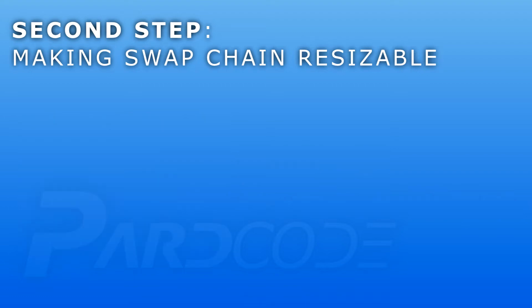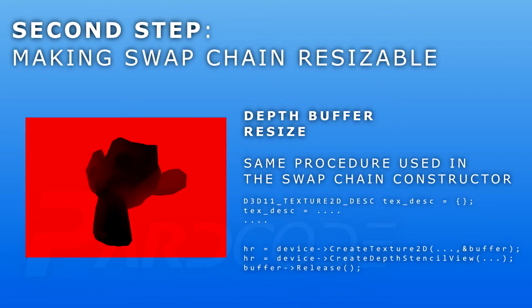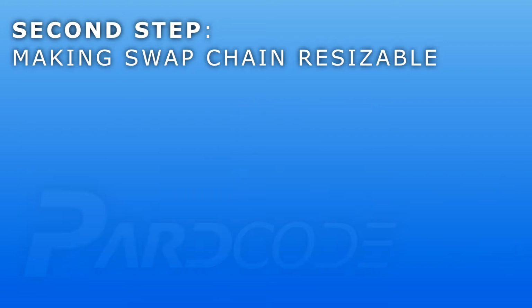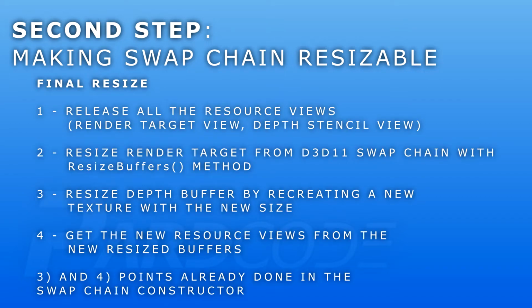The resize of the depth buffer, instead, must be done manually. This is because we are handling the depth buffer on our own. Luckily, we have already implemented this functionality, that is the swap chain constructor part in which we create the depth buffer. The process is the same. In conclusion, the final resize is done in this way.